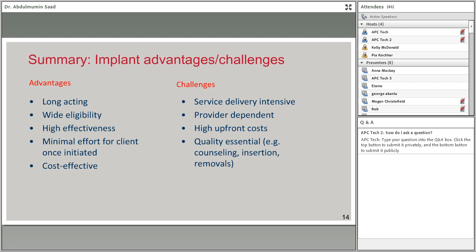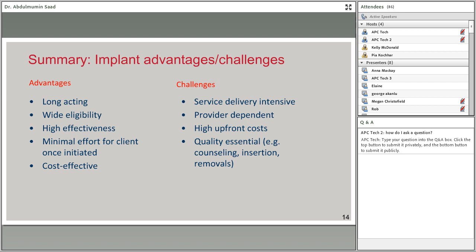Next slide. I would like to summarize by restating that implants are very effective, safe, and suitable for nearly all women. With only one action, women who use implants can be almost certain not to have an unintended pregnancy for up to 3 to 5 years. And many cadres of healthcare providers can provide implants safely and effectively. Some of the challenges include quality. Quality is highly essential, and counseling about and management of bleeding side effects are key to helping women use implants successfully in order to reduce the discontinuation rate.